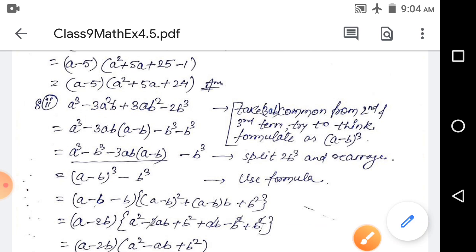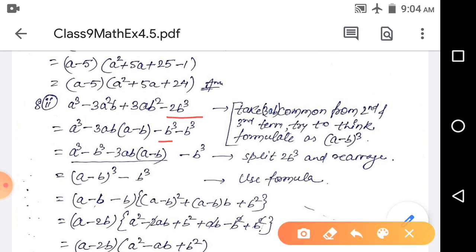Here we have 2b cube. So this 2b cube is split into two terms as b cube plus b cube. It is minus here, so it is written as minus b cube minus b cube. You can easily understand this. Now in order to formulate this, we will write a cube minus b cube minus 3ab whole into a minus b.